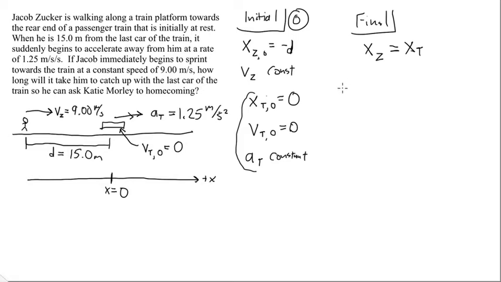So what we do now is we apply the cake equations to both the train and to Zucker, and then we solve for when the two x's are the same. So let me do it for Zucker first. Okay, so here I'm doing the cake equation for Zucker.